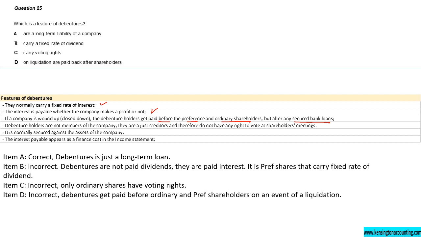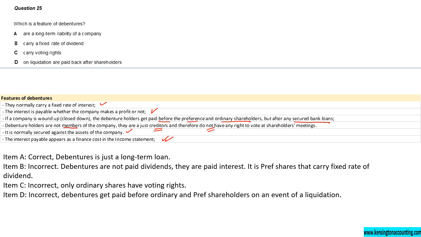Fourthly, debenture holders are not shareholders; they're not members. They're just creditors, long-term liabilities, and therefore they do not have any voting rights. Fifth, normally but not always, debentures are given security of assets by the company. And lastly, the debenture interest is just an expense. It's not a dividend. We call it a finance cost, and it appears in the income statement as an expense. So these are the main features of debentures.